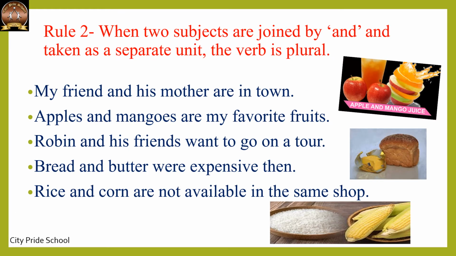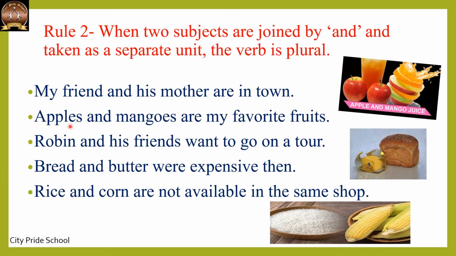The next rule: when two subjects are joined by and, they are taken as separate units, and the verb is always plural. For example, my friend and his mother are in town. So when I talk about the two different subjects, my friend and his mother, they are joined with the conjunction and, and the verb is always plural. So my friend and his mother are in town.